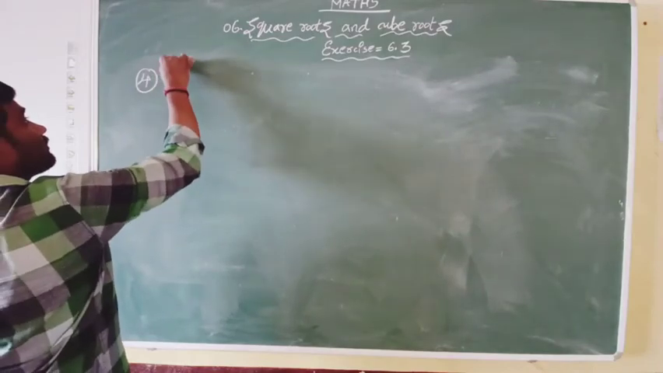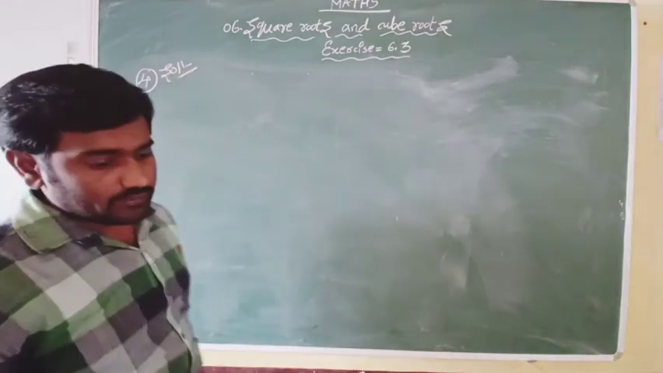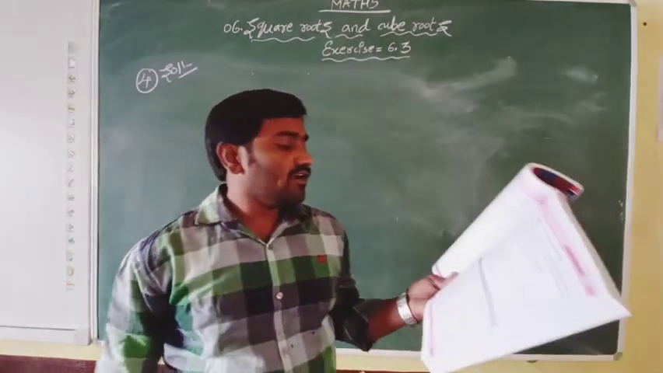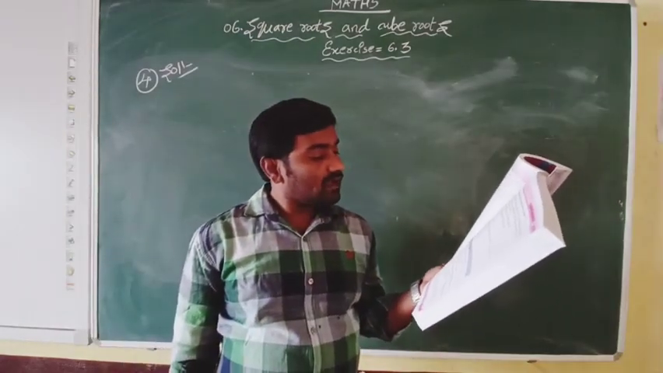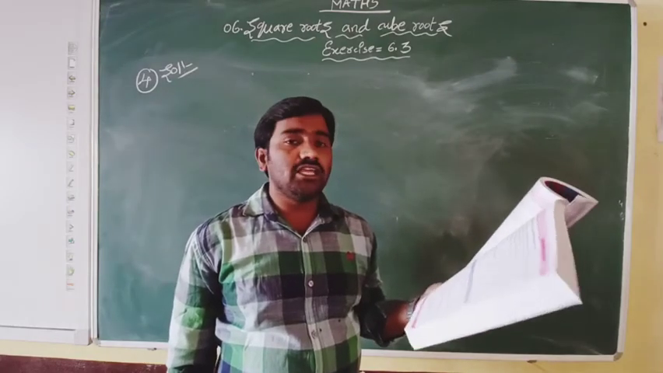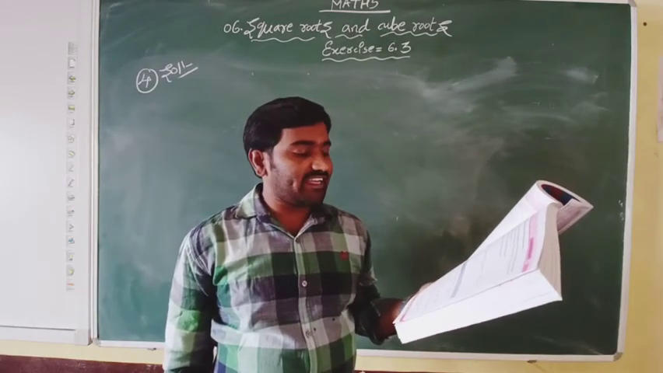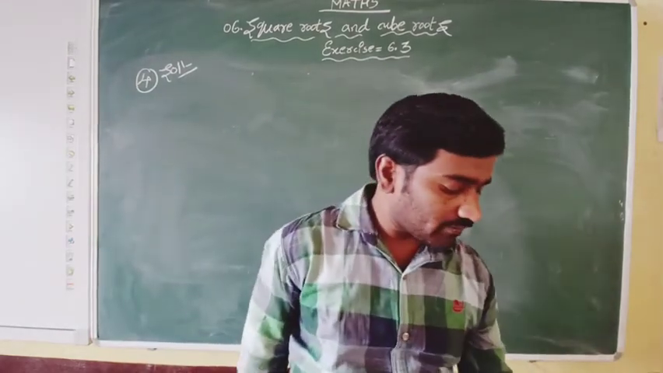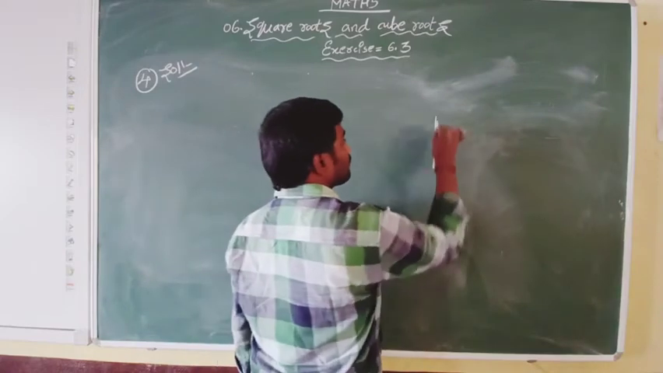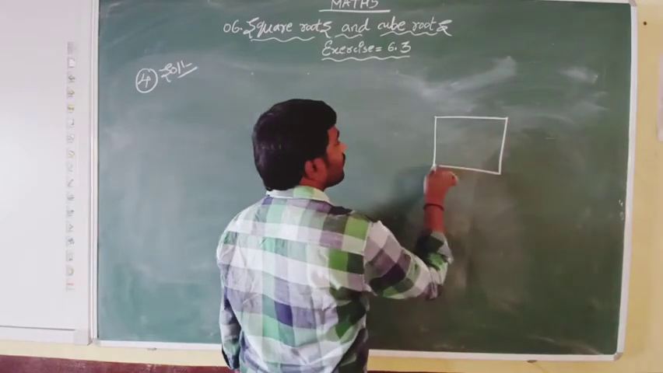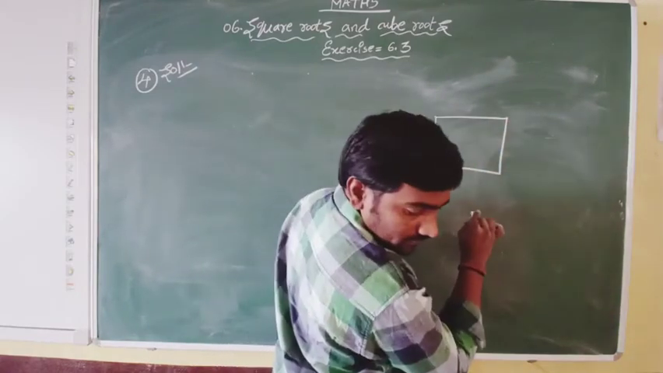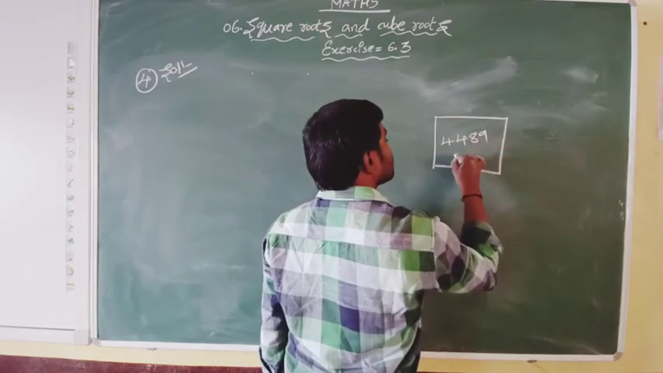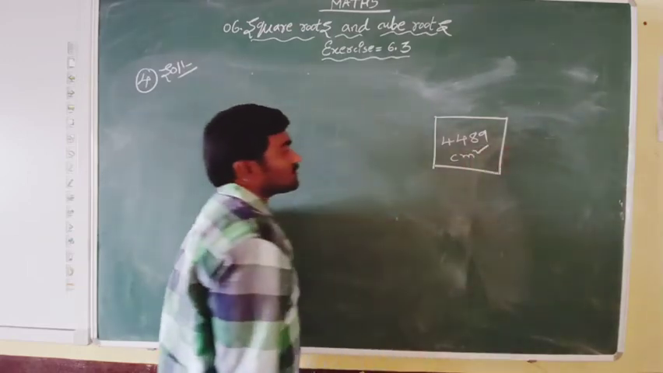Fourth one, okay? Find the length of the side of a square whose area is 4489 square centimeter. So the length of this side we need to find out. There is one square. The inside area is given. The area is 4489 centimeter square, or square centimeter.